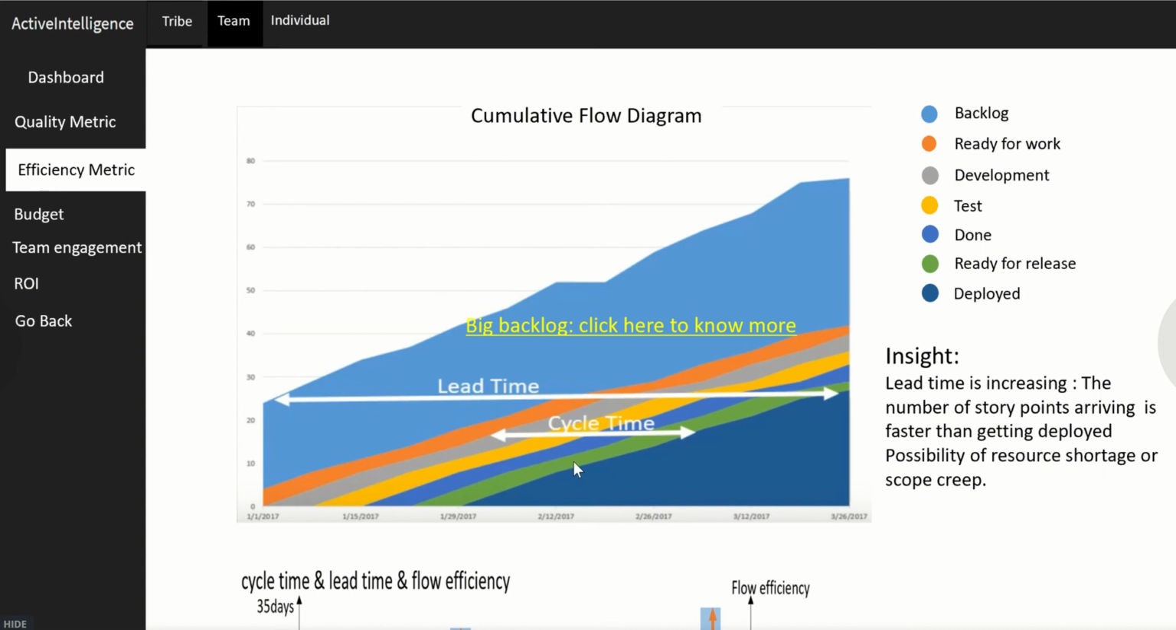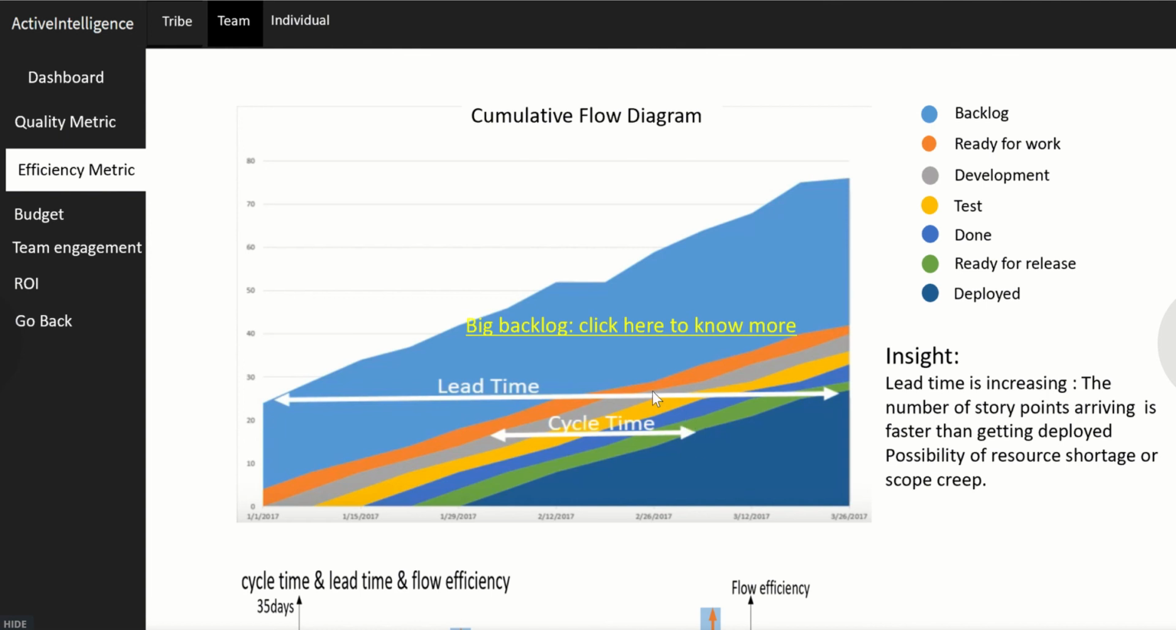The lead time is, let's say someone gives you a feature, the time you got the feature and by the time you release it, that difference in time is the lead time. And cycle time is the time from when you actually start doing the work to actually delivering the product. You can see here that this curve gets thicker as it goes up. Why? That means the number of user stories coming from the client or from the developers is getting higher than what is getting deployed.